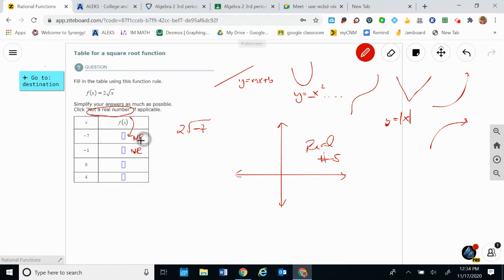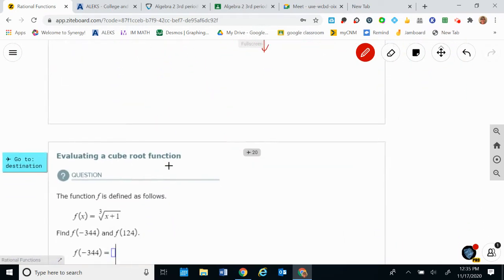Not real, not real. Then you get 0. So 2 root 0, that's 0. 0 times 2 is 0. So we have 0, 0, and then 4, square root of 4 is 2. So you're going to plug that in, square root of 4, cross it off when you find it, you guys, so you don't screw up. 2 times 2 is 4. And that's how you fill in that one. I didn't really put 2 of these because I figured you guys would know how to do those.